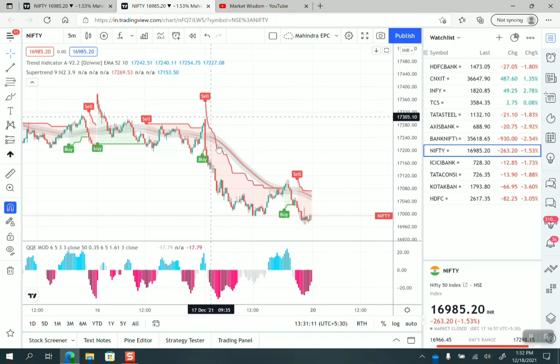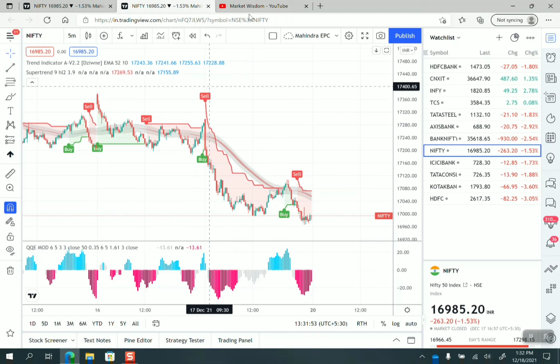At the same time, this trend indicator should also be red. Okay, and in this QQE mode, the red oscillators should also be formed over here. You can see there are two bars over here, one in blue and one in red. So in case a sell signal is generated on our chart, what we need to check is whether the super trend is red in color or not, and whether the QQE mode oscillator is also showing the red bars on the downside. That's what we need to check. So all these three conditions once satisfied, we can initiate a sell side trade.